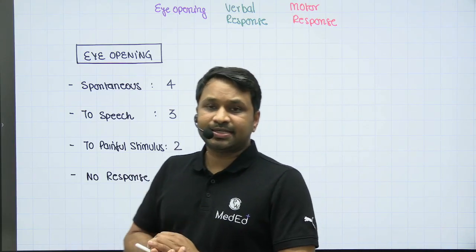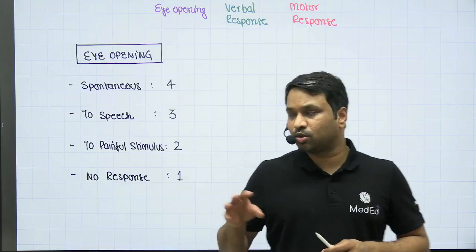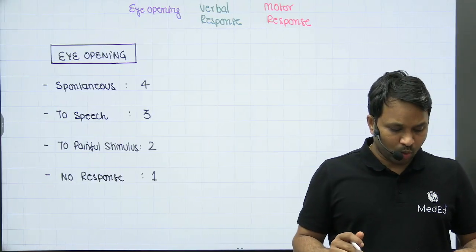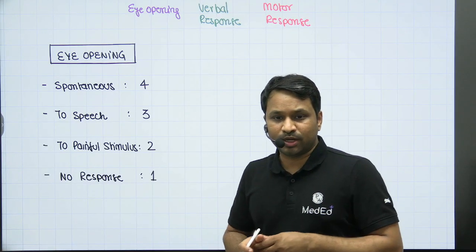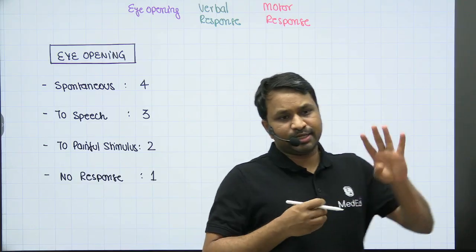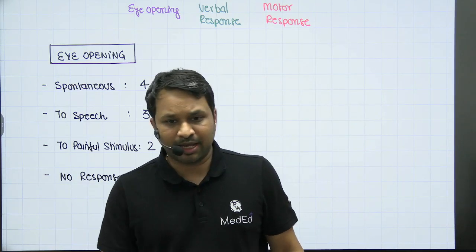So when you're assessing the eye opening in a patient after a trauma, the maximum possible score is 4 and the minimum possible score is 1. If he is opening the eyes spontaneously, the score is 4, to speech is 3, to painful stimulus 2, and no response is absolutely 1.